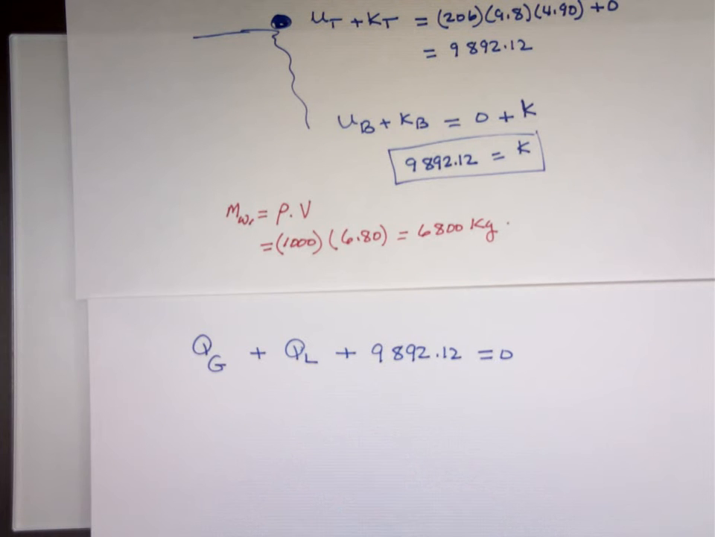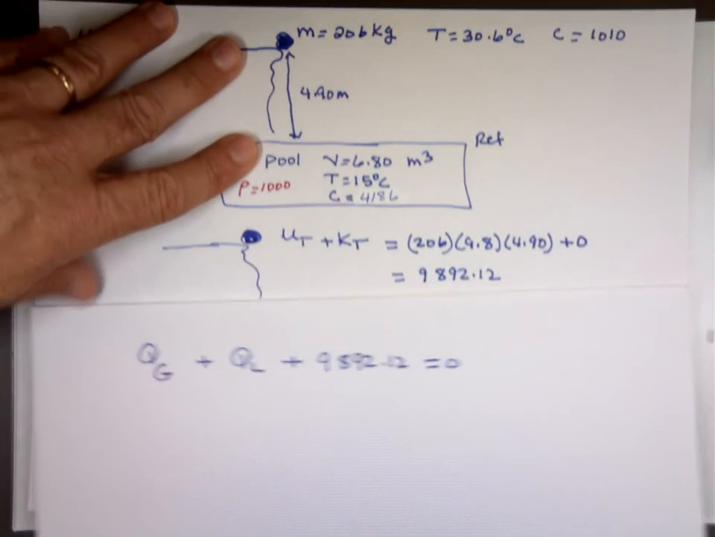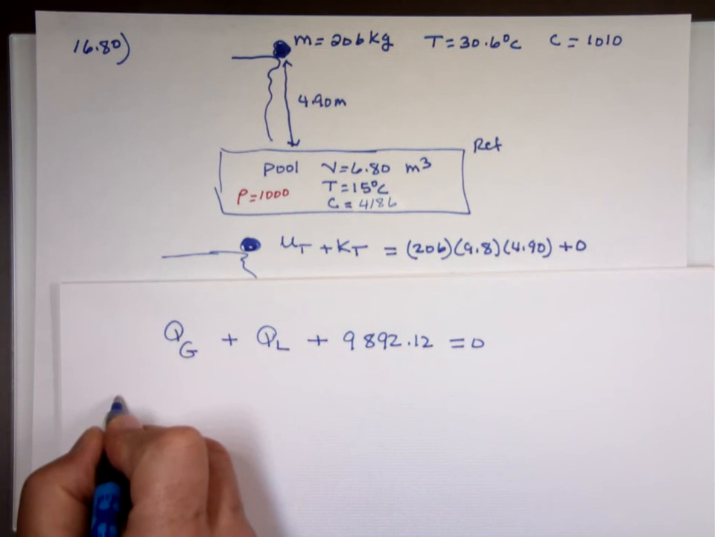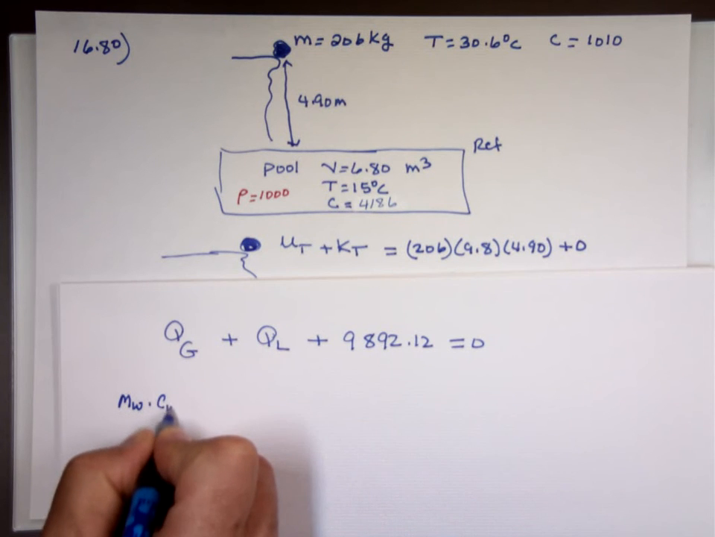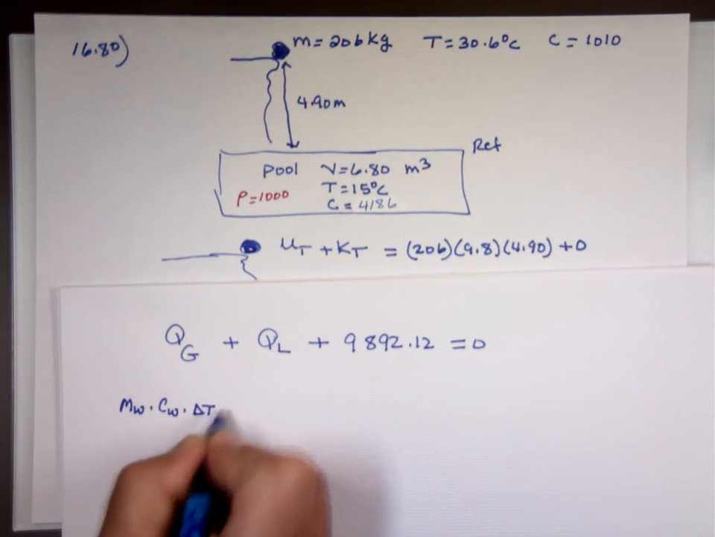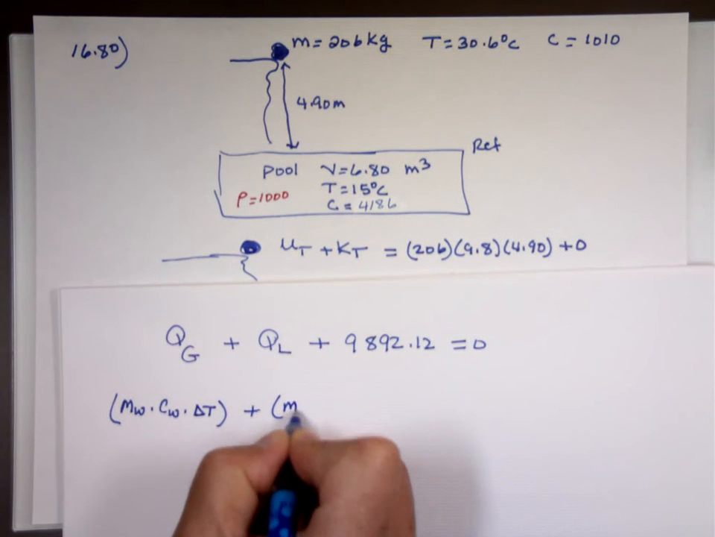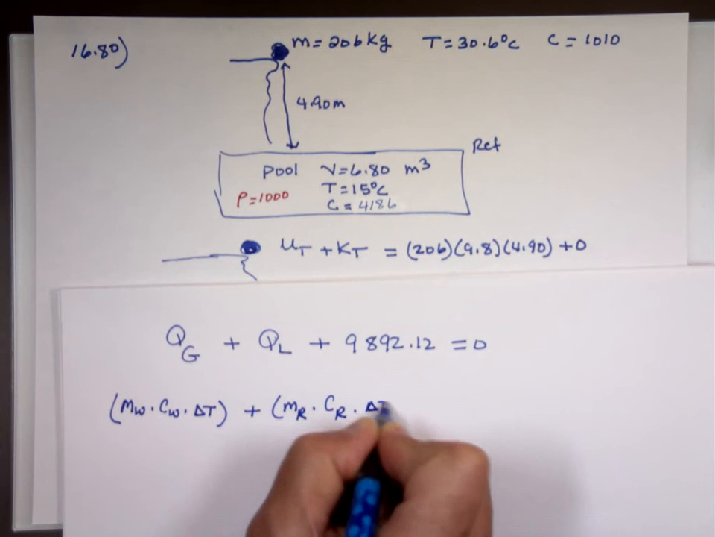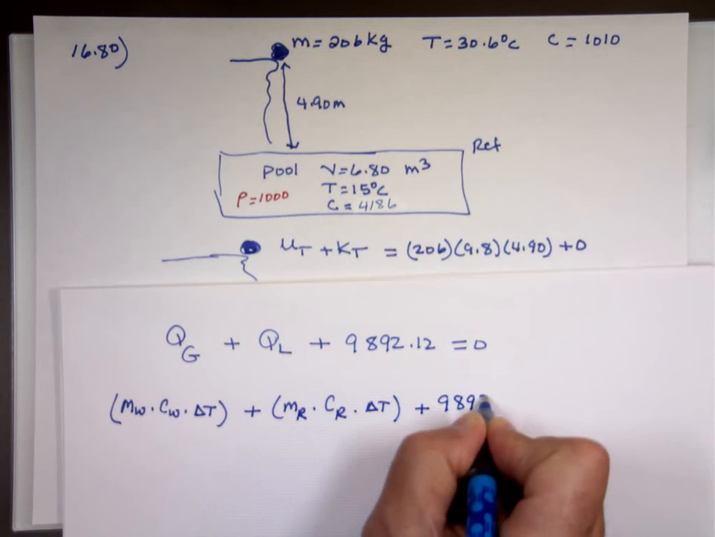Let's go through the math and see who gained heat. Well, the water in the pool: it's the mass of the water, C of the water, times the change in temperature. Who lost heat? The rock. The mass of the rock, C of the rock, change in temperature for the rock, plus the 9,892.12 is equal to 0.